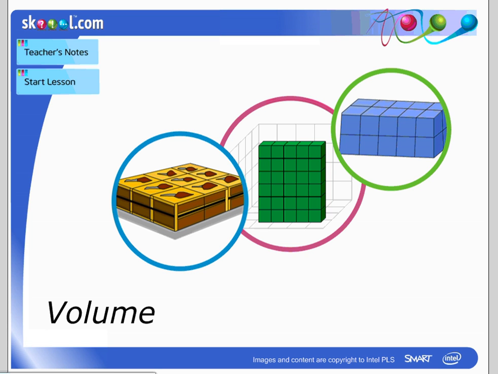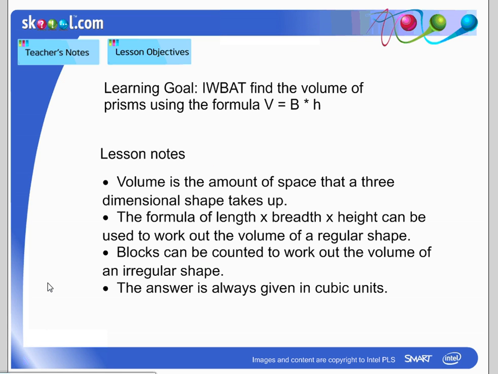All right, fifth graders, now we are going to cover volume. So we're moving on to volume. So this one, our learning goal is I will be able to find the volume of prisms using the formula V equals B times H.